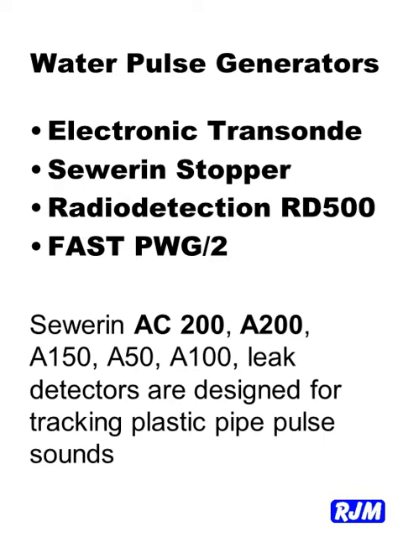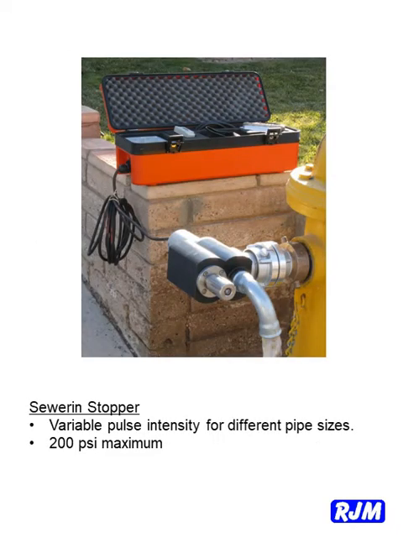Water pulse generators are valves that open and close, creating controlled water hammer pulses in water lines. The pulse creates a pulsing sound in the pipe which can be tracked to locate the pipe. Tracking a water pulse is like pinpointing a water leak. It's easier to find the center of a radio locator signal than a sound, but since plastic doesn't work with electrical signals, sound could be the best choice.